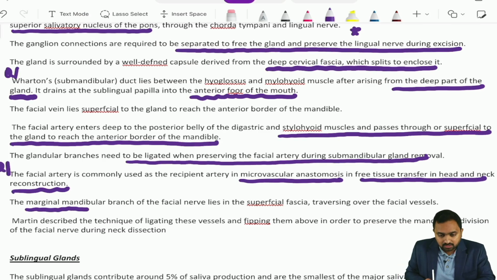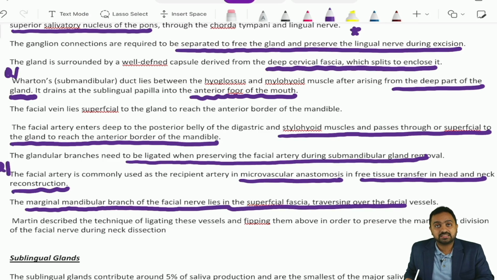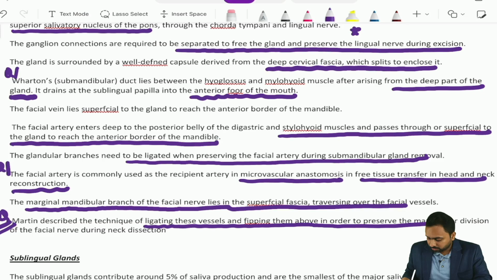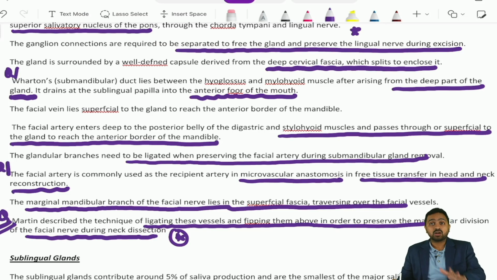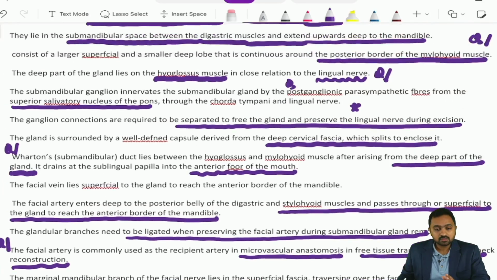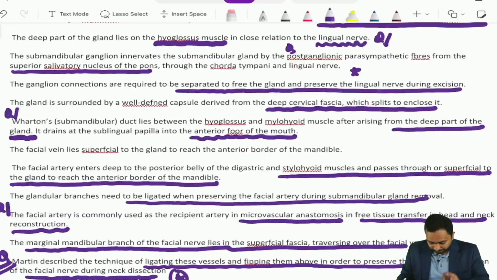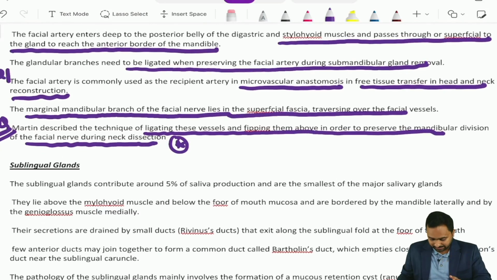Then we have another nerve, which is the marginal mandibular nerve lying in the superficial fascia traversing over the facial vessels. Now, there is a technique devised by Hayes Martin of ligating these vessels and flipping them above in order to preserve the mandibular division of your facial nerve during your neck dissection. So, again this is another important structure that needs to be preserved during your submandibular gland excision.